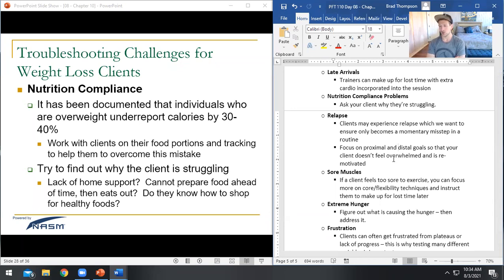Nutrition compliance issues. Let's say your client is not necessarily reporting their calories accurately, right? Most people don't report calories accurately. It's difficult to document. So work with your client to understand portion sizes, or maybe it's just that they say, no, I know what my portion sizes are supposed to be.